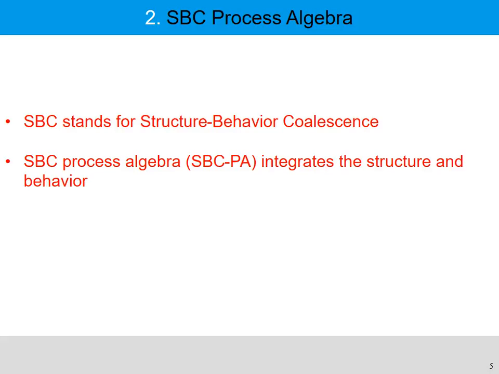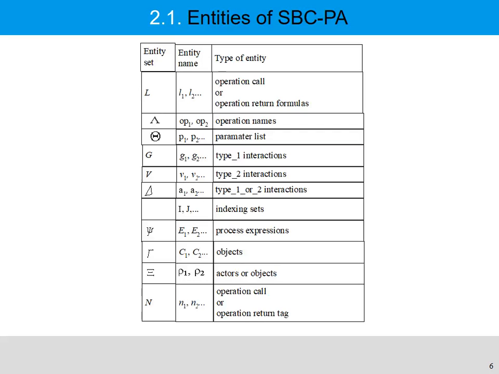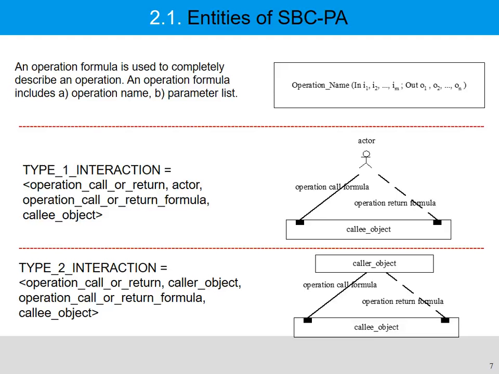a system. Since SBC process algebra is a formal language, we now talk about its entities, its syntax and its semantics. SBC process algebra uses many entities such as operational code, operational return formula and other entities. We use an operational formula to describe an operation.